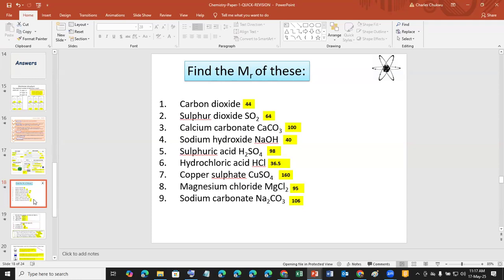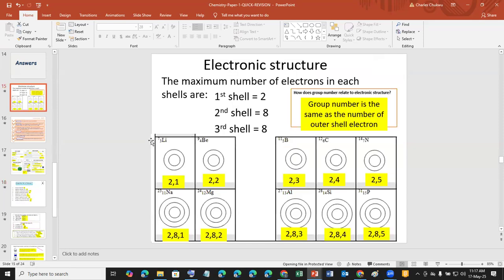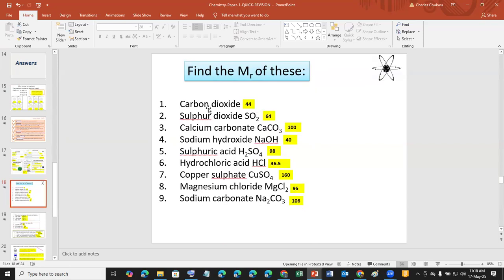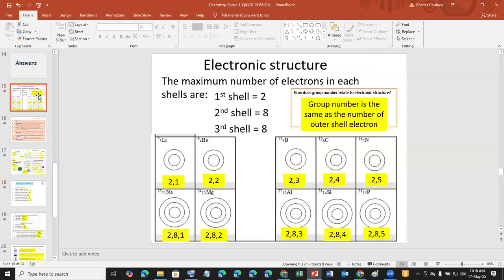So the atomic mass for carbon is what? 12, isn't it? Judging from what you have here, it is 12. So if you look at carbon, there's 12. That's its atomic mass. Now, for oxygen, dioxide, that's O2. Look at oxygen's own.